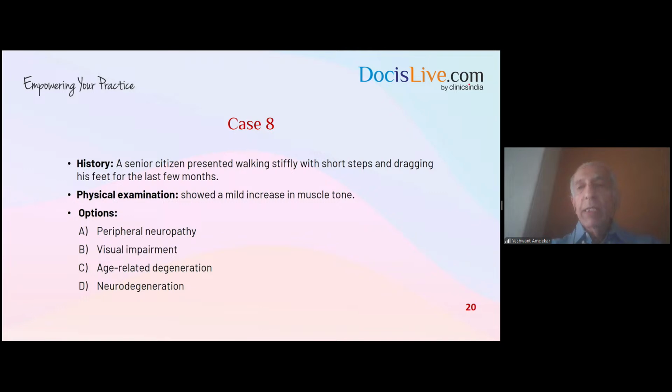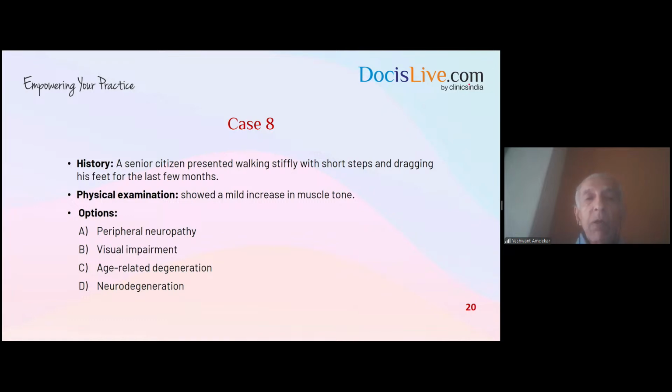What about age-related degeneration? Well, age-related degeneration doesn't have just a mild increase in muscle tone and coming with dragging of feet only for the last one month or last few months. The age-related degeneration takes a very long time and slowly worsens, but this has become not only in terms of short steps, but dragging steps. And also, therefore, this person has got a very severe increased muscle tone.